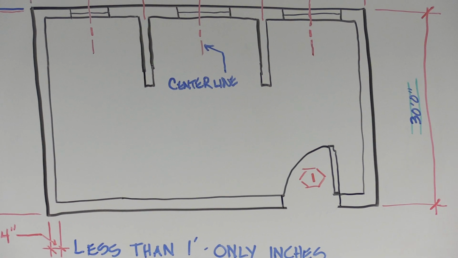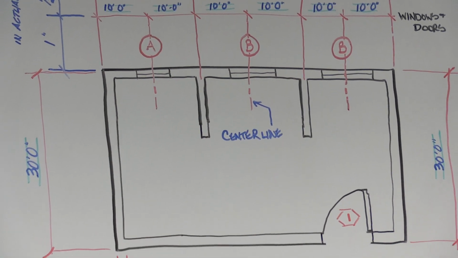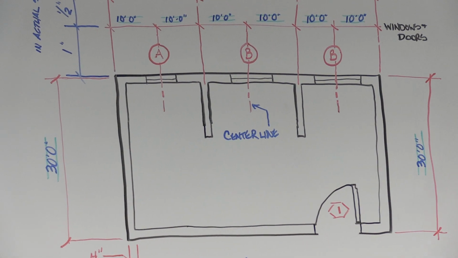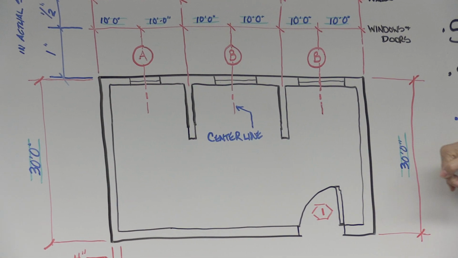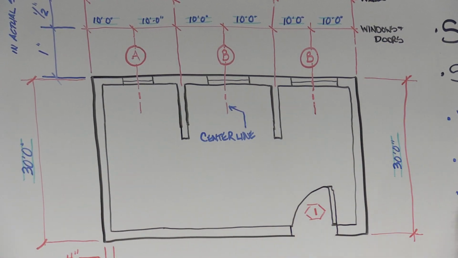You'll notice that when you put your dimensions, the horizontal dimensions are read from the bottom of the plan. The vertical dimensions, whether on the left side or the right side of your drawing, are read from the right, and the dimension is always above the dimension line.